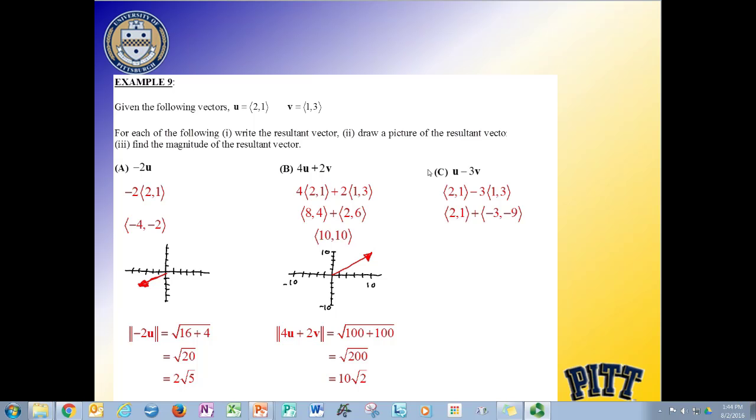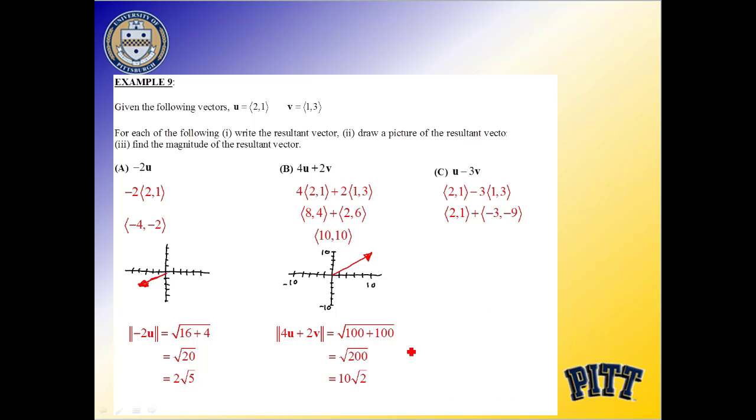So I have the vector 2, 1 plus the vector -3, -9. So again, I'm just going to add the two components together. So 2 plus -3 becomes -1. 1 plus -9 becomes -8. So I have the vector -1, -8, which will look something along the lines of this. I have it scaled by 2's there. So as far as the magnitude goes, I'm going to perform the Pythagorean theorem on those two components and get the square root of 65.